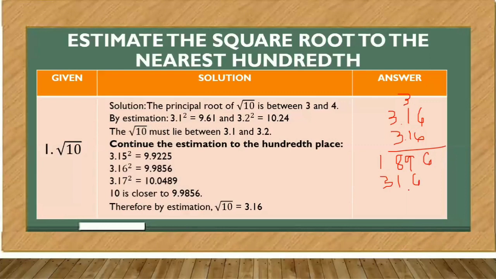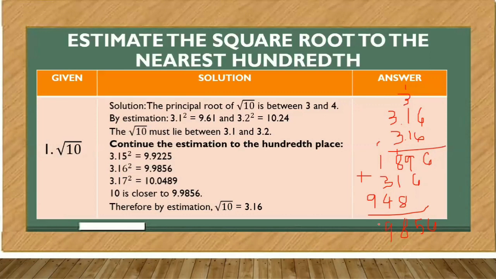Another, 3 times 6, 18. Remainder 1, or carry 1. 3 times 1, 3 plus 1, 4. Then 3 times 3, 9. Hanapin po natin kung saan siya pinakamalapit. And then add. Bring down 6. 9 plus 6, 15. Carry 1. Then 8 plus 1, 9 plus 1, 10 plus 8, 18. Carry 1. 1 plus 1, 2 plus 3, 5 plus 4, 9.